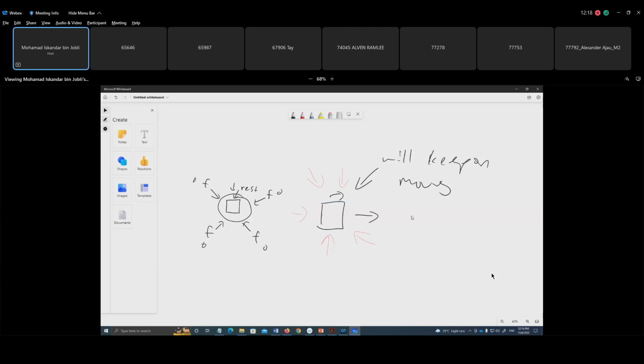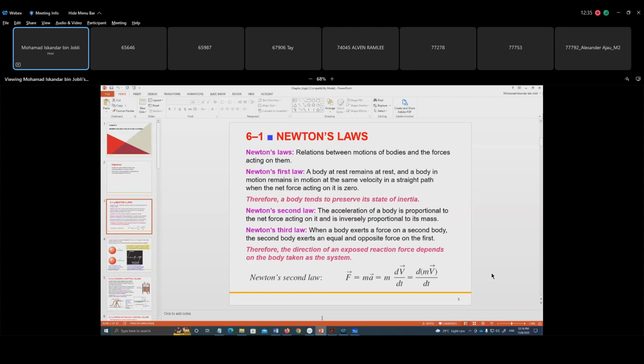Okay, so that's it. It is as simple as that, but sometimes it's quite hard to understand. If you don't have force on it, force meaning gravity, friction force and so on and so forth, if you don't have anything, it will always move. Remember that. So a body tends to preserve its state of inertia, the initial state. That's it.